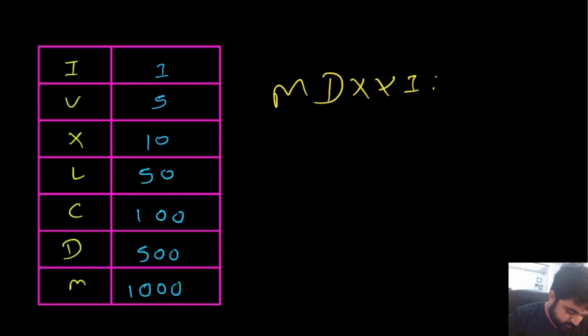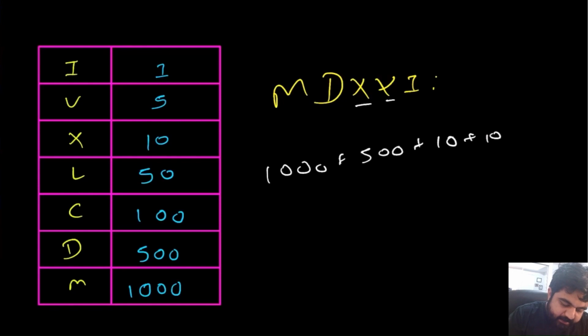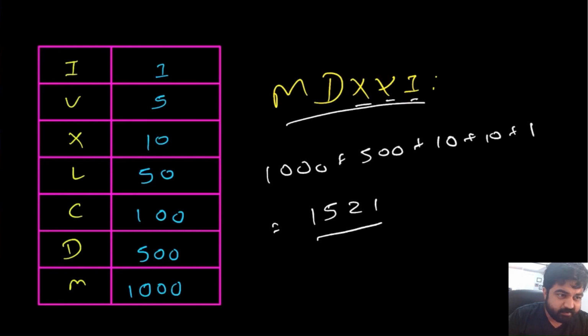So in this case, this M is represented by 1000, then this D is represented by 500, then we have X and X. So we know X means 10, plus another X means 10, and plus I means 1. If we sum all of these values, the answer we get is 1521, and this is how this value is being represented. So this seems pretty trivial so far, no issues with this.